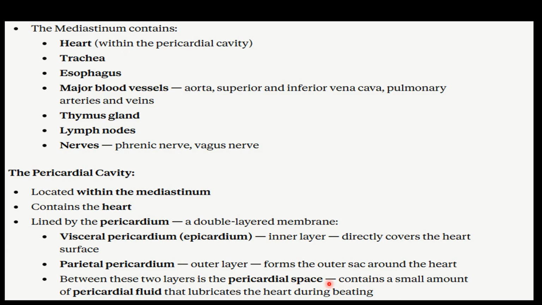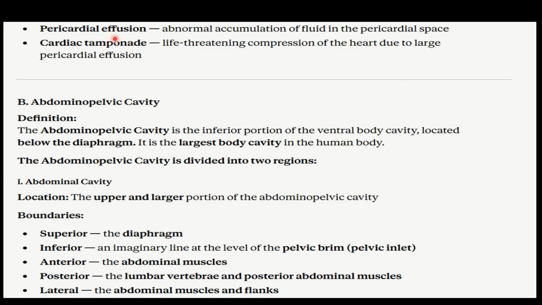Fine. So I think this part is clear. Now there are two terms related to that: pericardial effusion, which is an abnormal accumulation of fluid in the pericardial space, and cardiac tamponade, a life-threatening compression of the heart due to a large pericardial effusion. Now up to here we have covered everything related to the first type, that is the thoracic cavity.